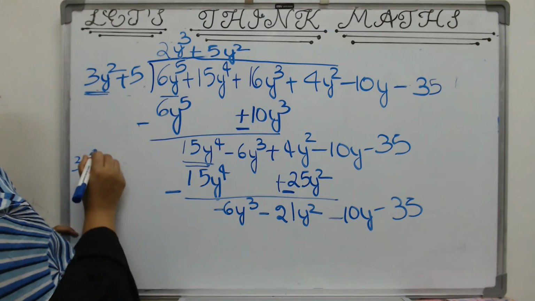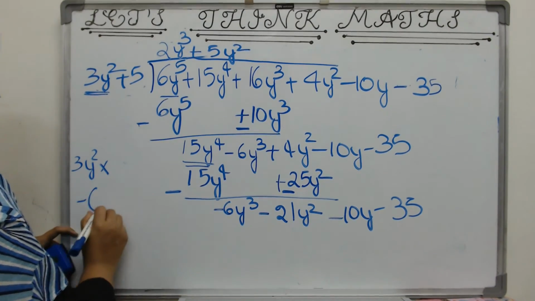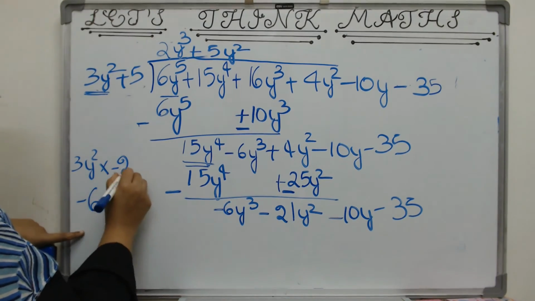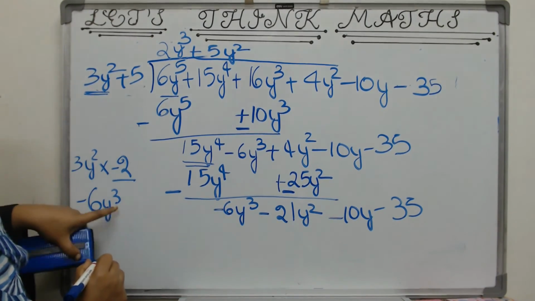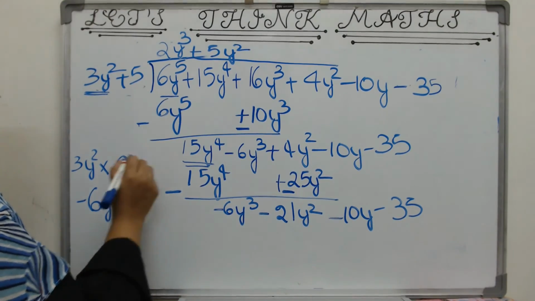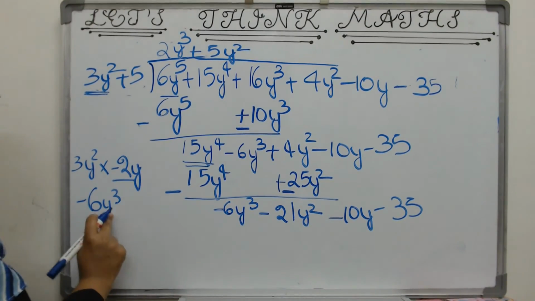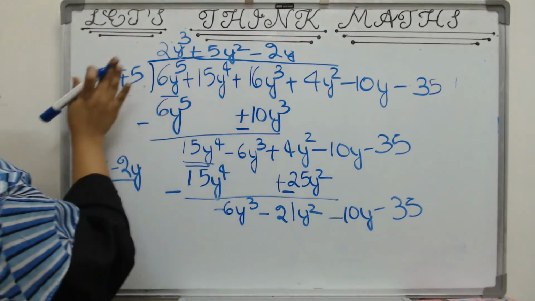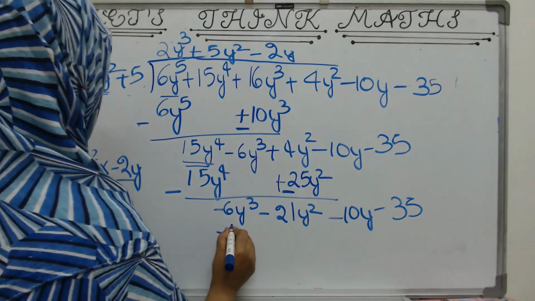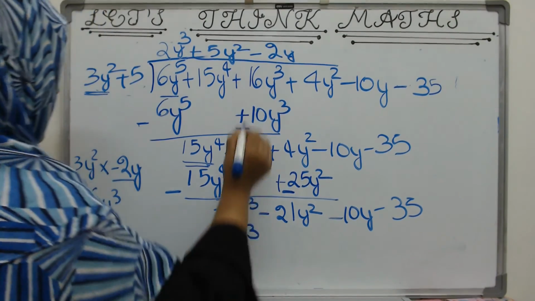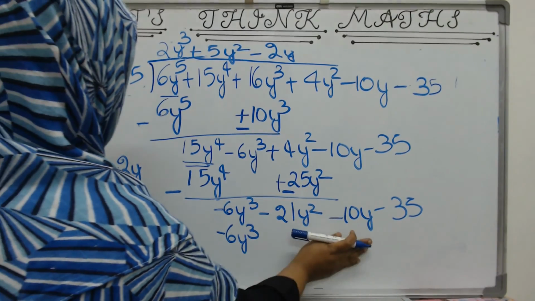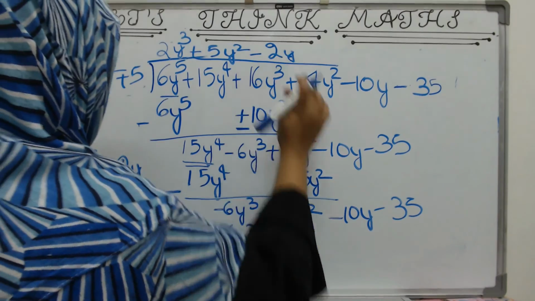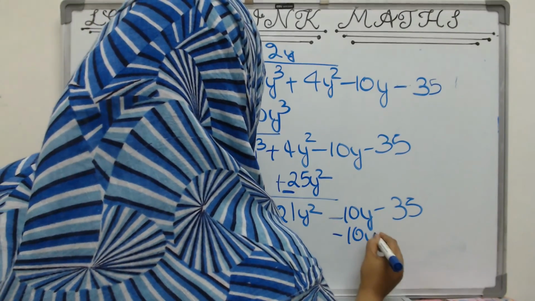So 3y square into what will give you minus 6y cube? 3 into minus 2 will give you minus 6. 2 plus 1 is going to give you 3, so it is y. Y square into y will give you y cube. So this is minus 2y. Then multiply with each term. This is minus 6y cube. The next one would be minus 10y, but you cannot write this here. This place has to be left. You write it here. Minus 10y.